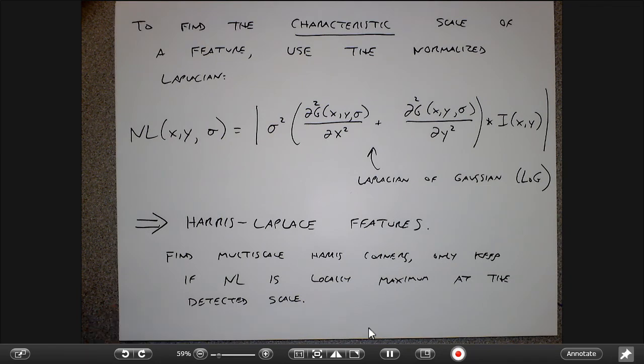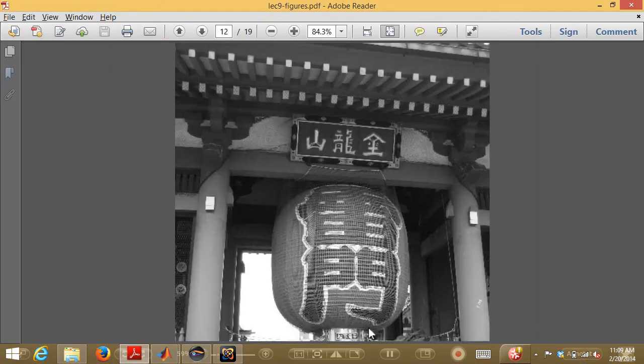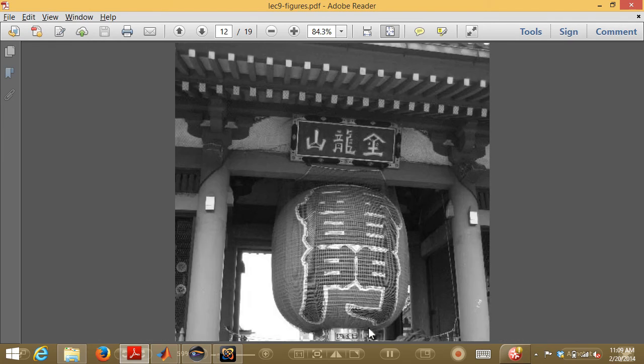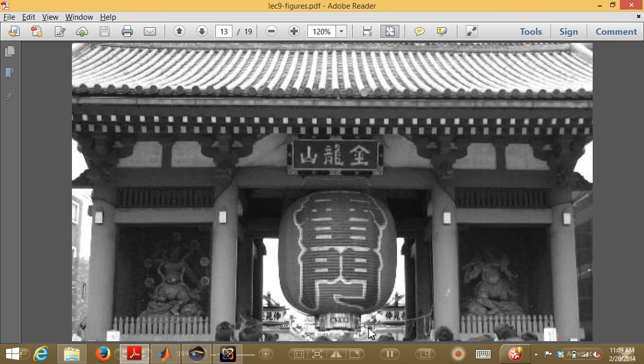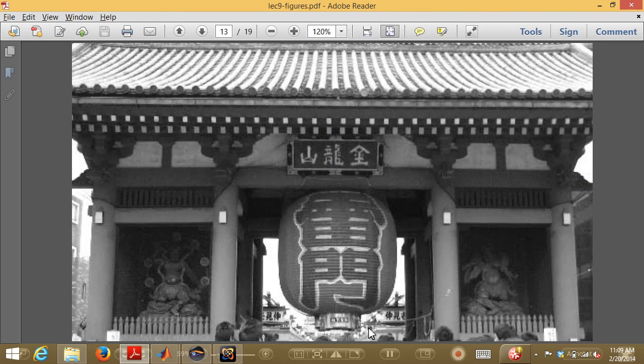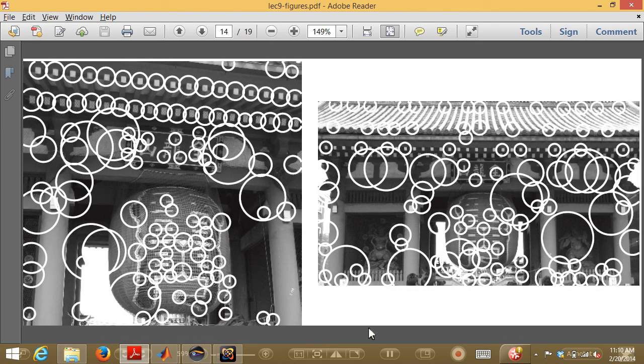And so let me just show you a picture to illustrate that idea. So here's one image, right? And here's another image that is taken from a different perspective and slightly zoomed in, I guess. So you can see these are not exactly the same perspective, nor are they the same resolution. And here is a comparison of detecting these Harris-Laplace features. And so what should I be taking home from this image? Well, number one, I should be seeing that I'm detecting a lot of the same features, right?